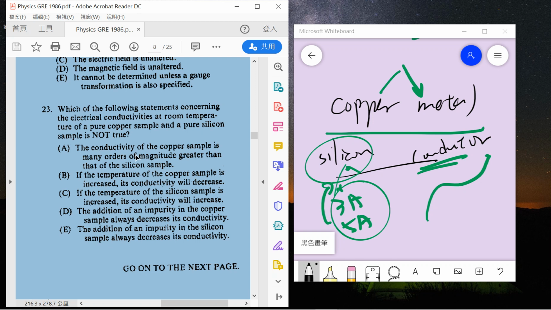So doping a conductor like copper will make its conductivity decrease. And E said that additional impurity in silicon always decreases conductivity. So E is wrong, right? I already said that when you add impurity to the silicon sample, it will increase its conductivity. So basically, 23 just asks whether you know that silicon is a semiconductor. If you know silicon is a semiconductor, then 23 is simple. So that's it.